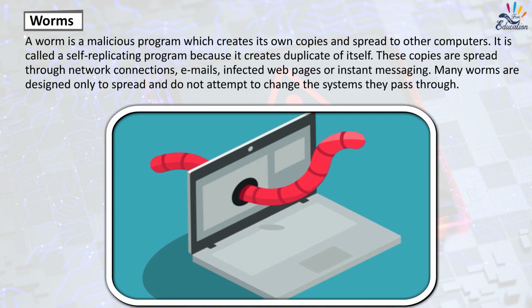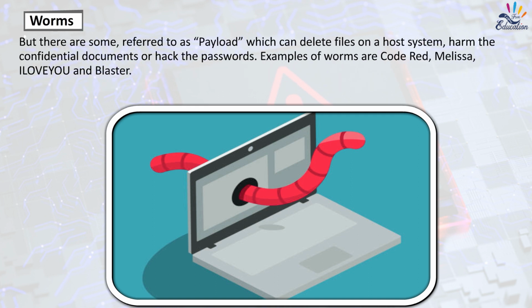Worms. A worm is a malicious program which creates its own copies and spread to other computers. It is called a self-replicating program because it creates duplicate of itself. These copies are spread through network connections, emails, infected web pages, or instant messaging. Many worms are designed only to spread and do not attempt to change the systems they pass through.